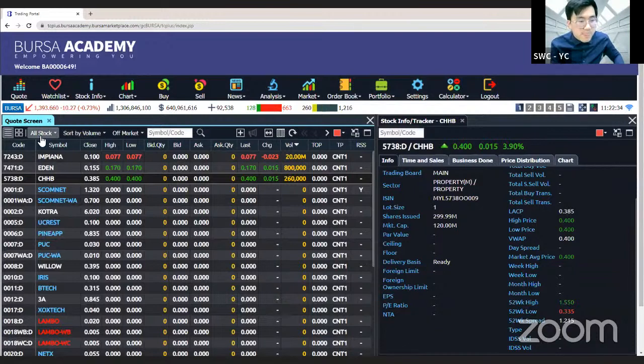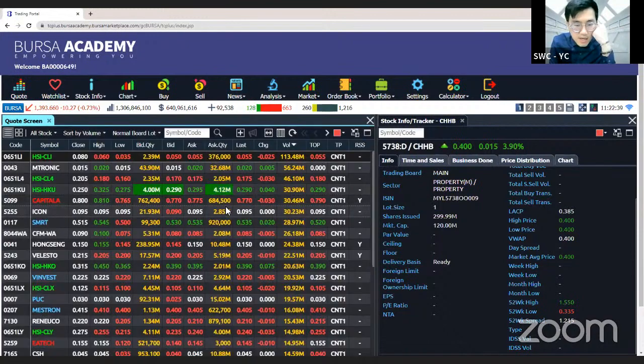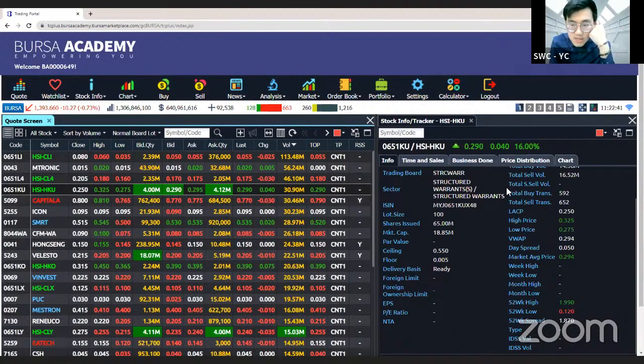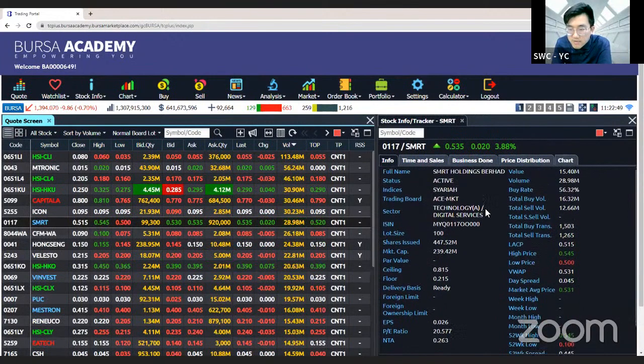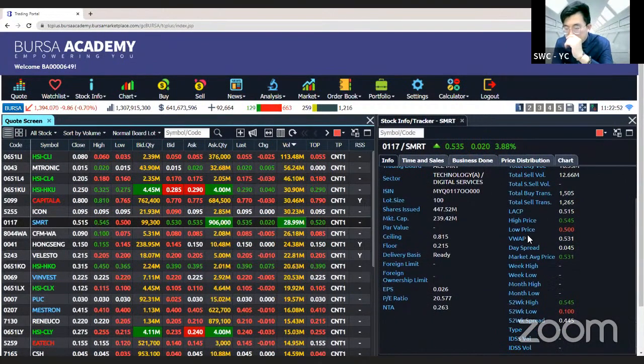So the last thing of this platform is to read the depths. You can see the right hand side, this part. For example, let's see, maybe SMRT. From here you can see the info of the counter.